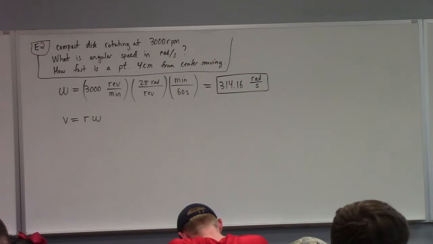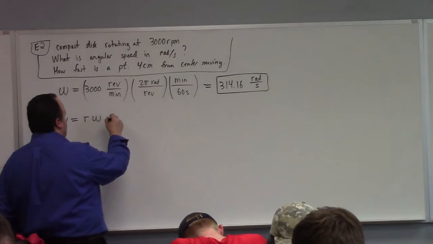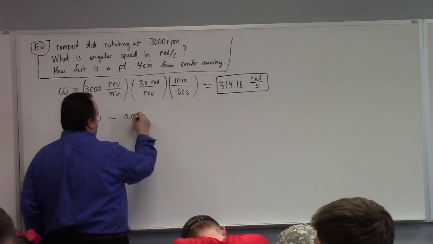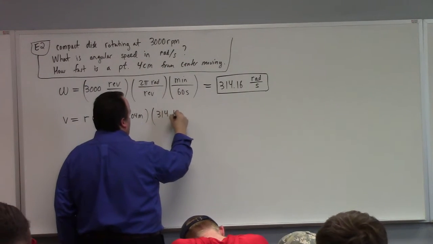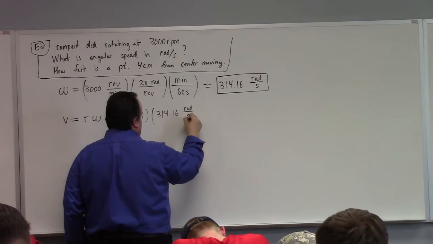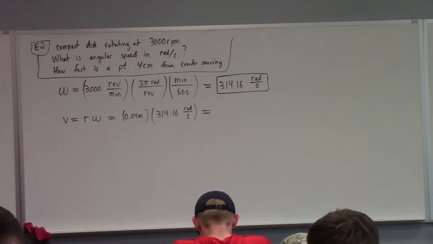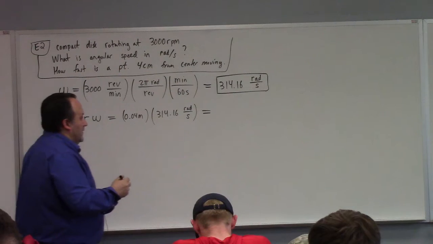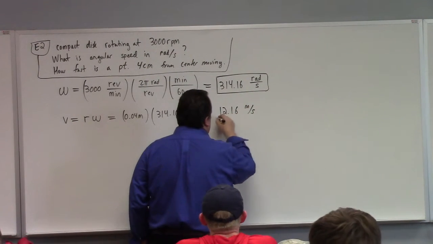So to find the speed, we do radius times omega, right? The radius in question here is 4 centimeters. So we do 0.04 meters times 314.16 radians per second, and that should give us the speed. That works out to 12.16 meters per second.